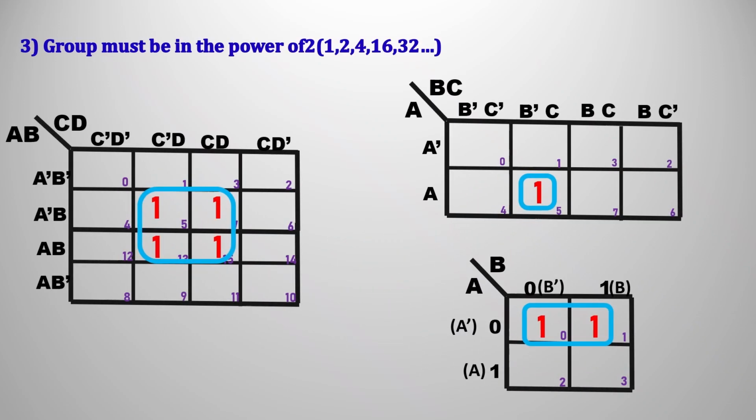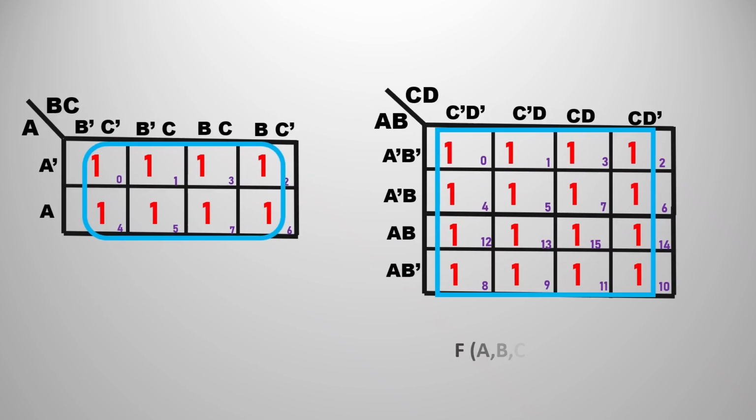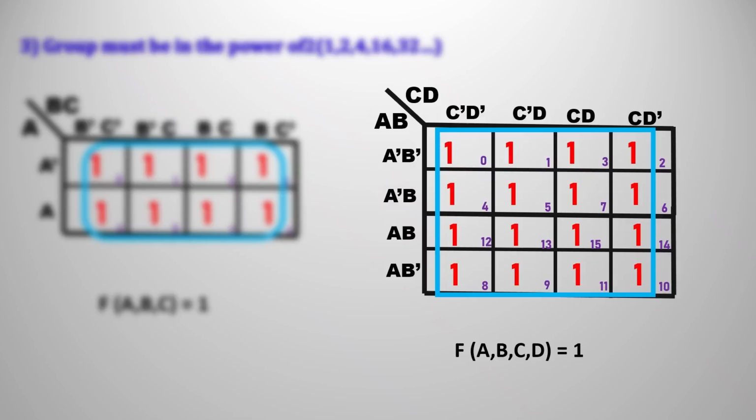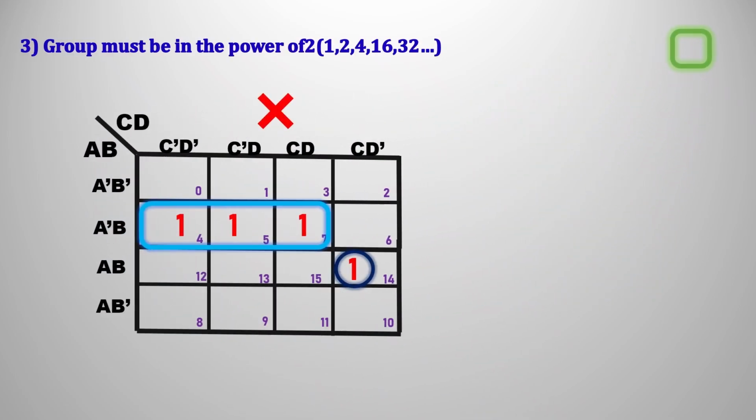Another very important point is that a group should contain only a power of 2 number of elements. That is 1, 2, 4, 8, 16, 32, these kinds of sizes are allowed in each group. If you observe, we can make a group of 4, group of 1, group of 2. Here we can make a group of 8 and group of 16 as well. But this is very important: we cannot make a group of 3. This is not valid in K-map grouping.